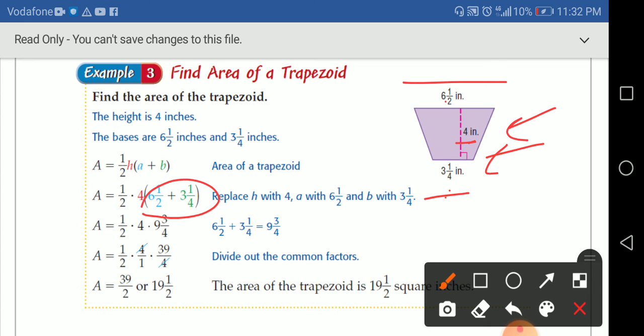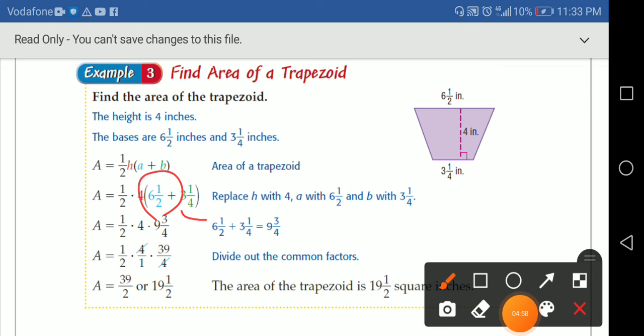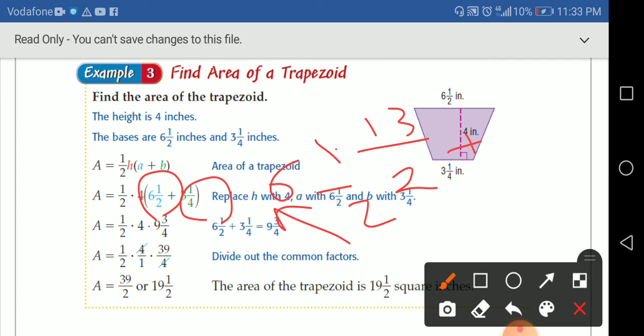We will take 4 times half times base 1 plus base 2. So add base 1 plus base 2. Before adding them, remember to convert 6.5, 3 1/4, to improper fractions. 2 times 6 gives me 12, 12 plus 1, 13 over 2. And 4 times 3 is 12, 12 plus 1, 13 over 4.